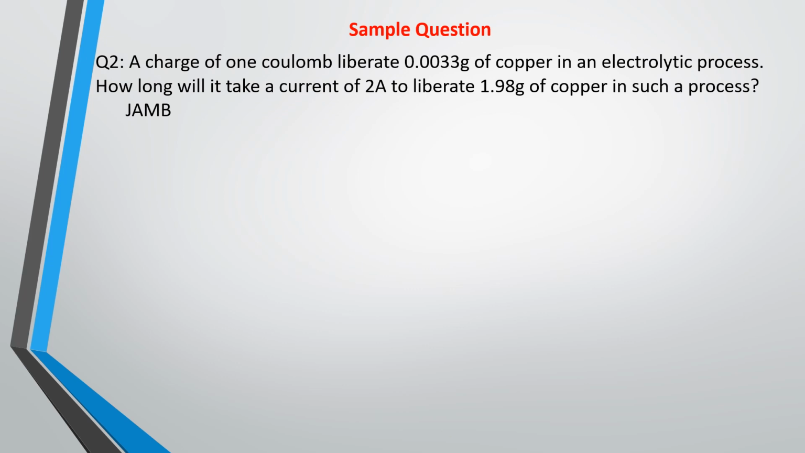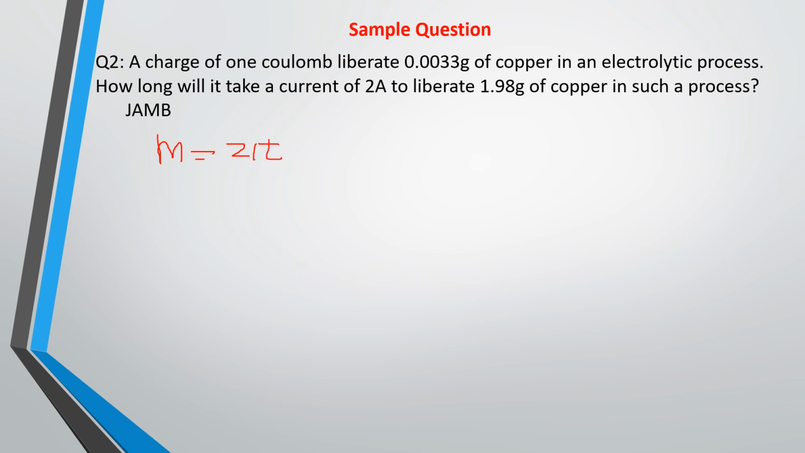This is another question. This one says that a charge of 1 coulomb liberates 0.003633 gram of copper in an electrolytic process. How long will it take a current of 2 amp to liberate 1.98 gram of copper in such a process? This is also a similar question. Remember that M is equal to ZIT.